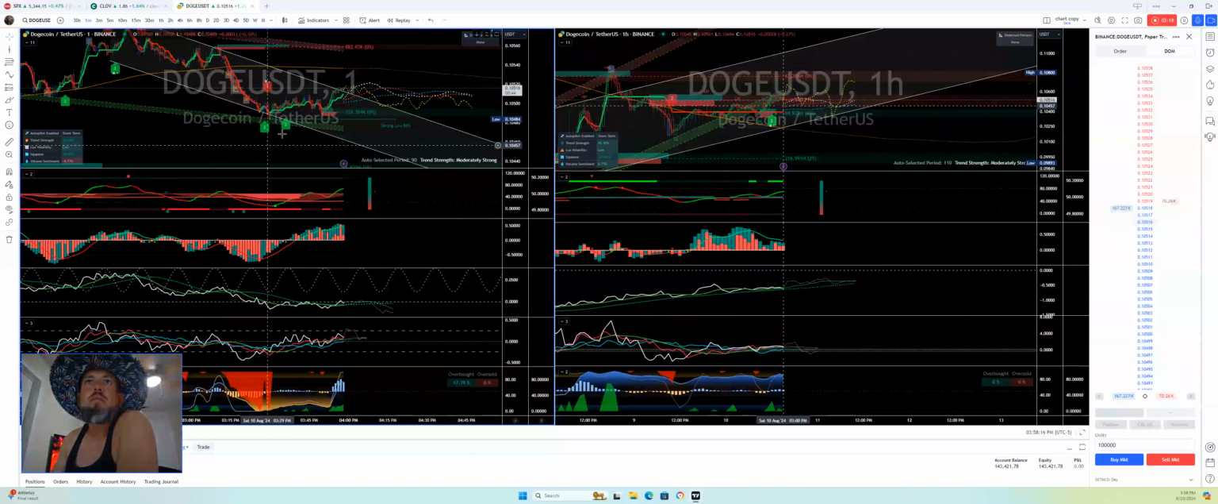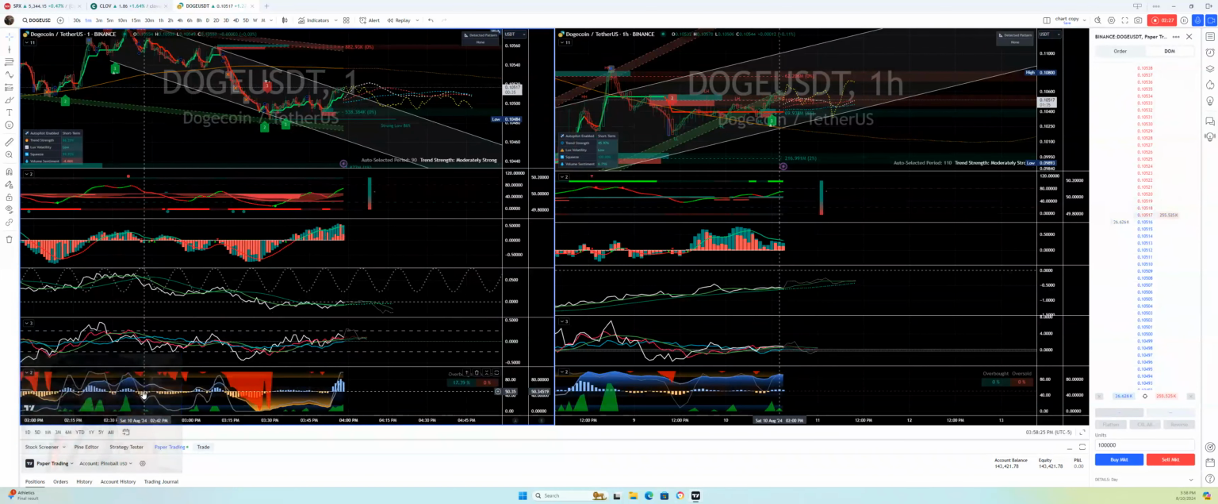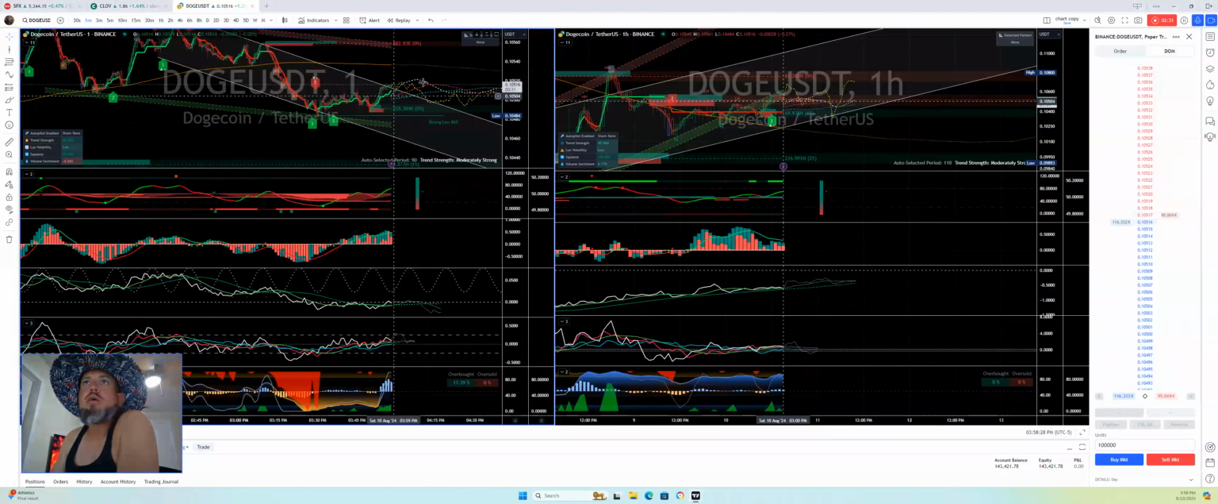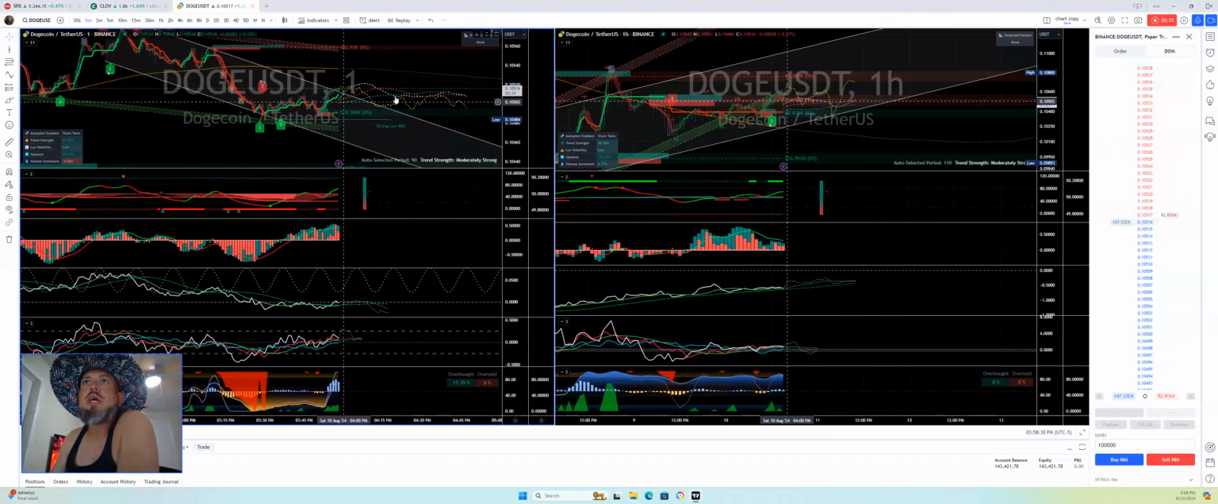The hourly, it's currently in this downtrend. You see all this negative cash flow, right? Over here, the algos suggest it to bottom out at this zone right here. You got movement to the upside.